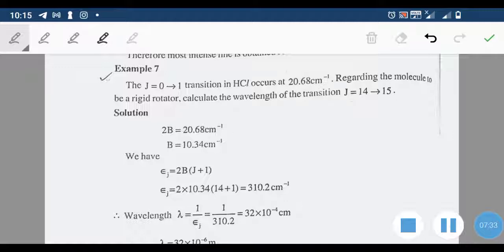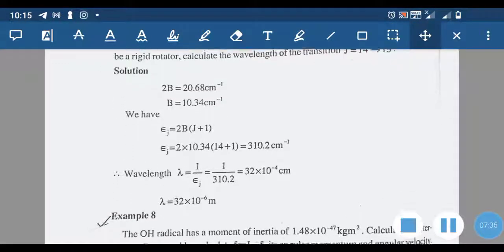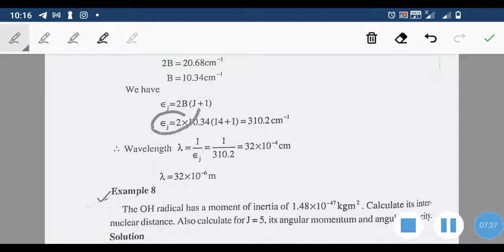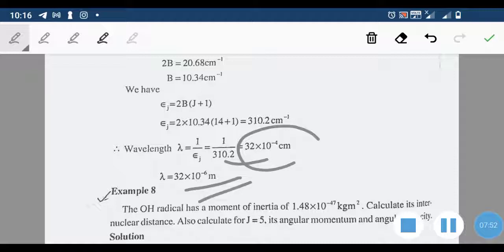Now we have to calculate the wavelength. This is the wave number, and the reciprocal of it will give you the wavelength. So it is 1 by epsilon J, equal to 1 by 310.2 centimeter inverse. That value is obtained to be 32.10 raised to minus 4 centimeter, which is 32 into 10 raised to minus 6 meter.